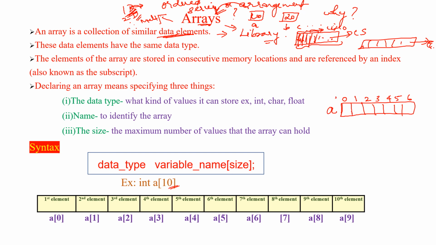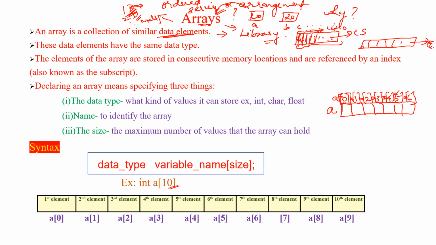The first element is called A of 0, the second element is called A of 1, the third element is called A of 2, the fourth element A of 3, right? A of 4, A of 5 and A of 6. Always this index is enclosed in square brackets.